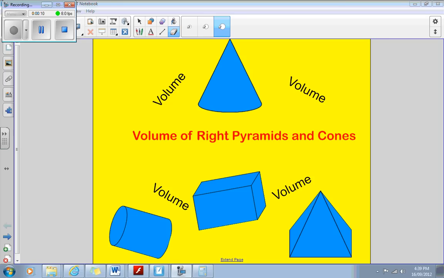We're doing volume of right pyramids and cones today. Well, me talking and you listening, about finding the volume of cones and right pyramids by connecting them to prisms and cylinders, which you already know the equations for the volume of prism and cylinder, or you should from junior high, but we'll review that today also.